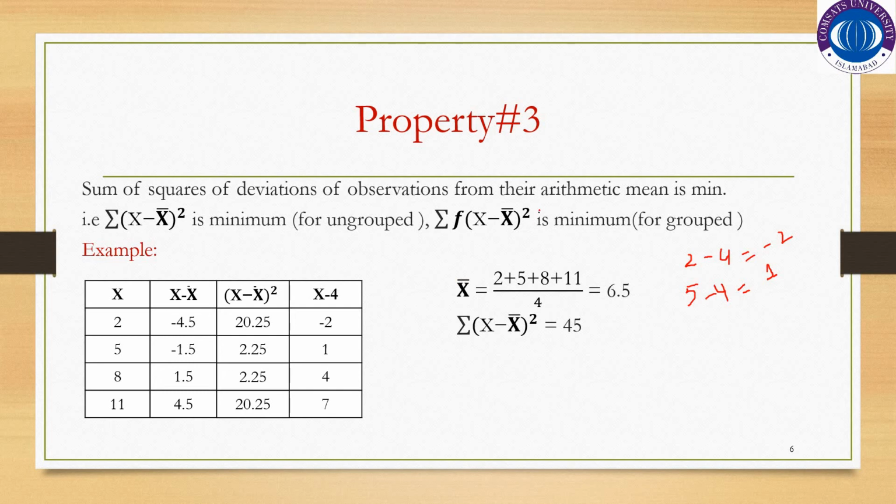Now what we will do, we will take the square of this column. The squares will be minus 2 square 4, 1, 16, 49. Now what is the sum of this column? That is 70. We have taken the sum of all these observations: 4, 1, 16, 49. The sum is 70. Now if we compare these two sums, which is the smaller value as compared to the other? 45. So this sum is from the deviations of mean.